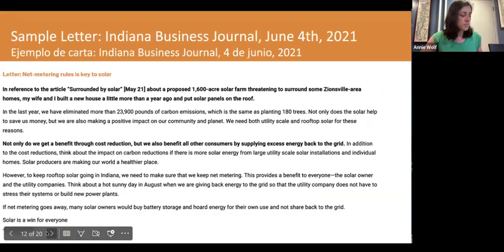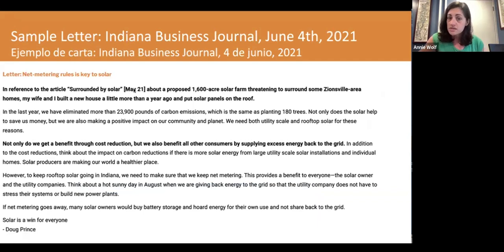So we have a couple of sample letters that you can take a look at. This one is one that was published in the Indiana Business Journal back in 2021. So you can see this one is timely. It is in reference to a solar article that was published just a couple of weeks beforehand on May 21st, when this letter was published June 4th. And this is about a proposed solar acre farm that is surrounding some of the area homes that this person lives in, and also shares that this person put panels on their roof. So they talk a little bit more with statistics about how many carbon emissions they've eliminated and what that actually compares to, and that helps you kind of get your mind around those numbers.